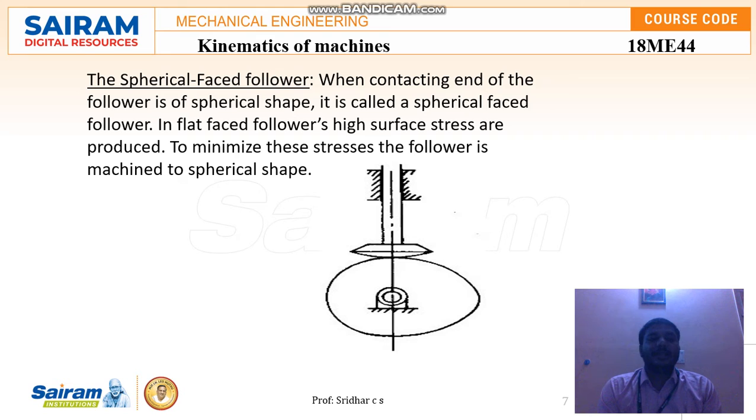In this follower, the contacting end is of spherical shape, so it is called a spherical facet follower. In the flat facet follower, high surface stresses will be produced. To minimize the stresses, the follower is given a spherical shape. You can see this, the shape of the follower is spherical. The major reason for making it spherical is to minimize the high stresses which are produced during the machining of the surface or shape.